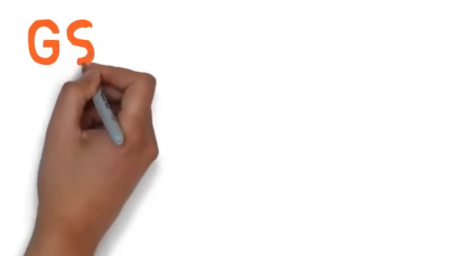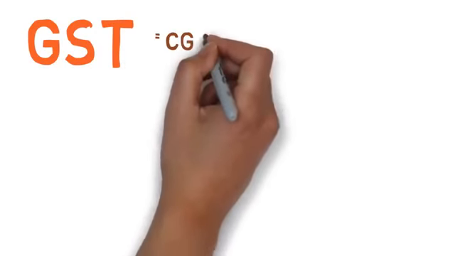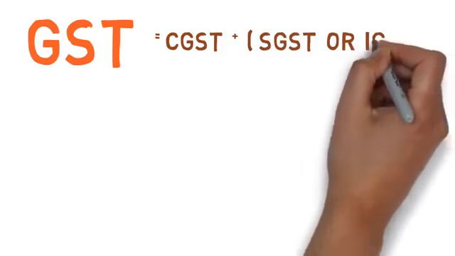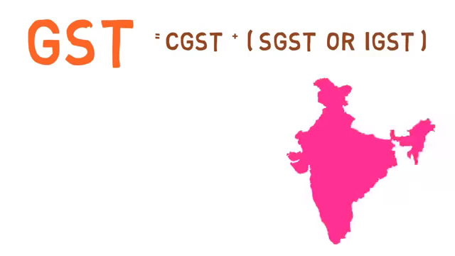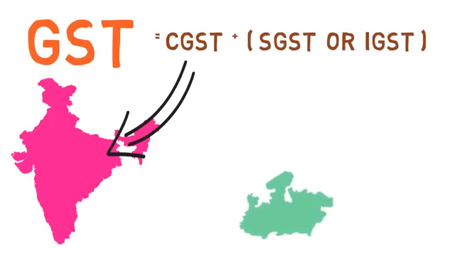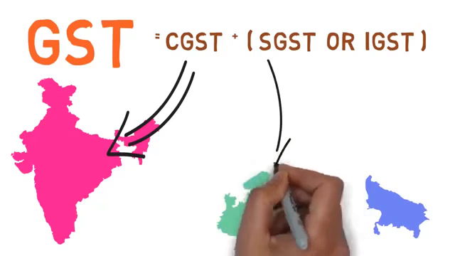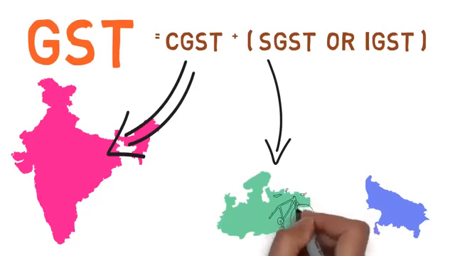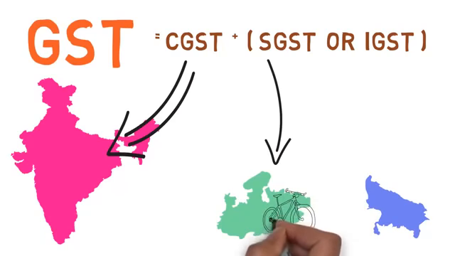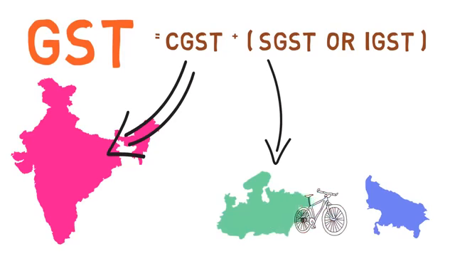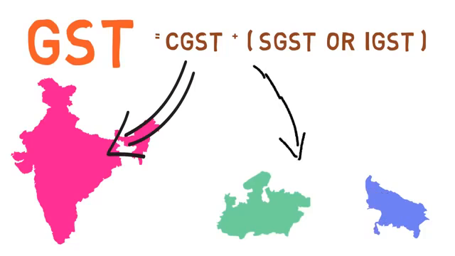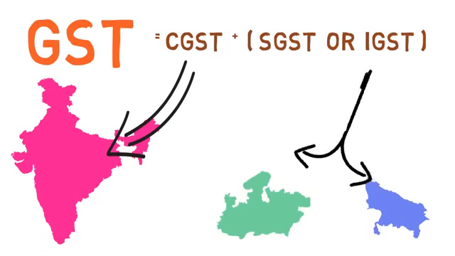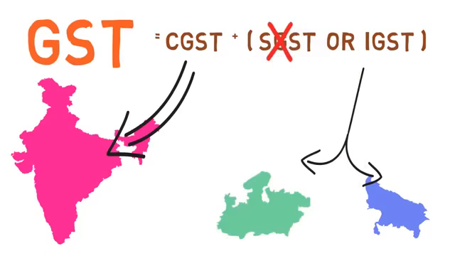Let's take GST in detail. GST is the combination of CGST and SGST or IGST. CGST is central GST, which is paid to the central government. SGST is the state GST which is paid to the state government, and IGST is the integrated GST which comes in the situation when goods and services move interstate. For example, product A is manufactured in Madhya Pradesh and sold in Uttar Pradesh, so IGST is distributed between both the states. In this case, SGST will not be collected.